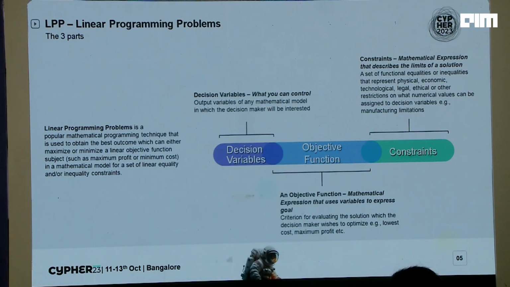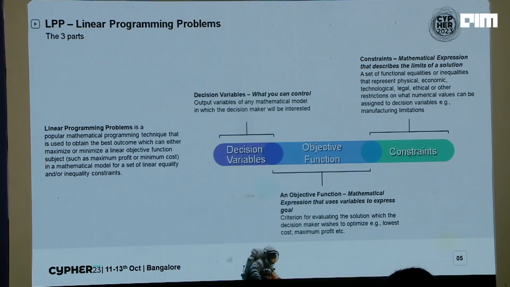Now, we'll first get into a mathematical problem. We'll try to see how we frame the linear programming problem. What is the LPP in mathematical terms? And then we'll take another problem where we'll try to solve it using PuLP. That's what we are going to do here.